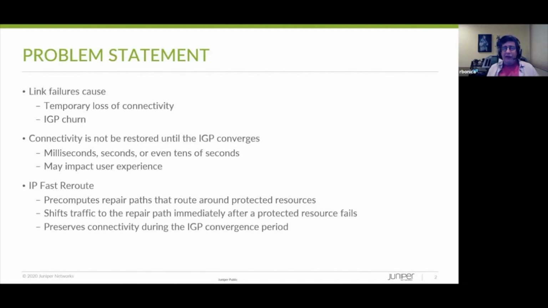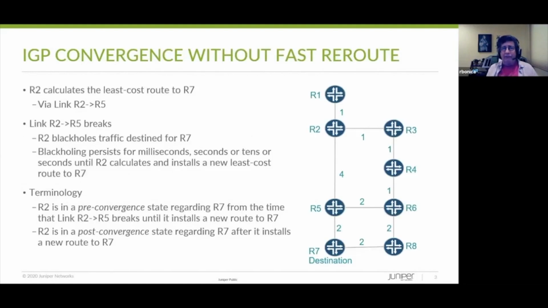So we have this idea of IP Fast Reroute. IP Fast Reroute protects some resource, either a link or a node, and it computes a repair path around that protected resource. When the protected resource fails, the node just upstream of the failed resource shifts traffic to the repair path so that connectivity is preserved during the IGP convergence period. That may have sounded like so much gobbledygook, so I'll give you a concrete example.